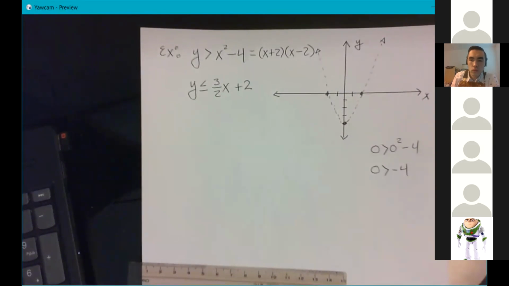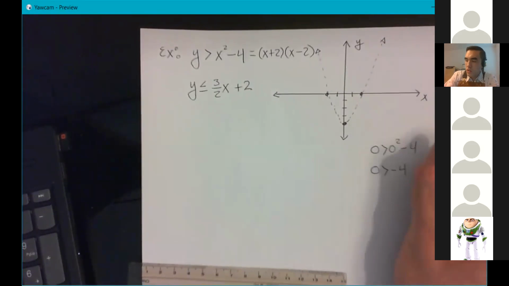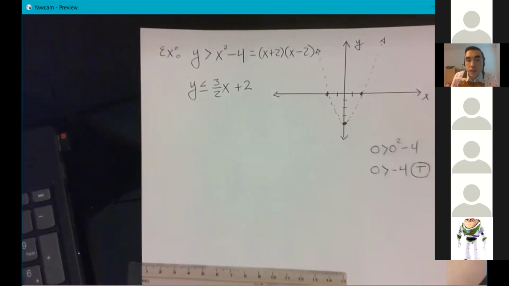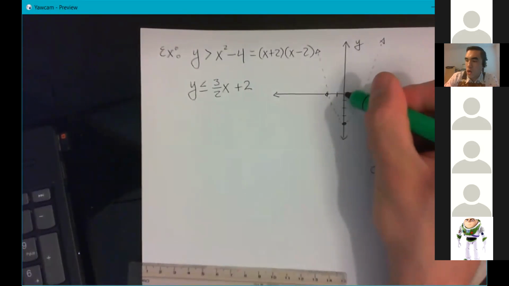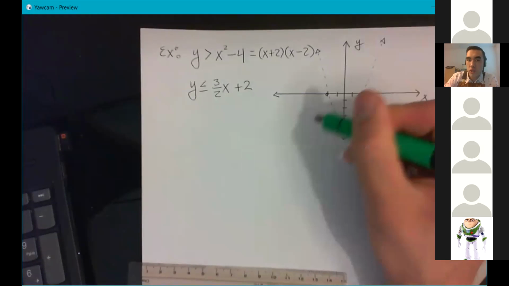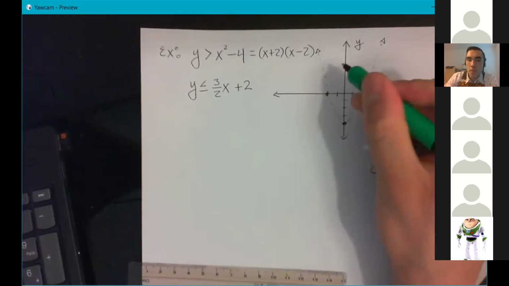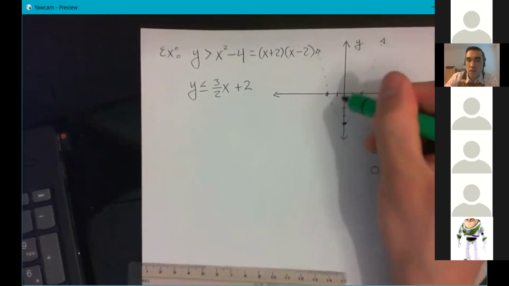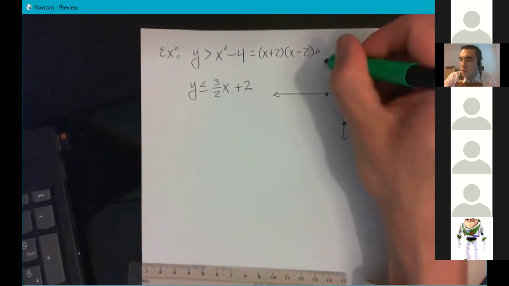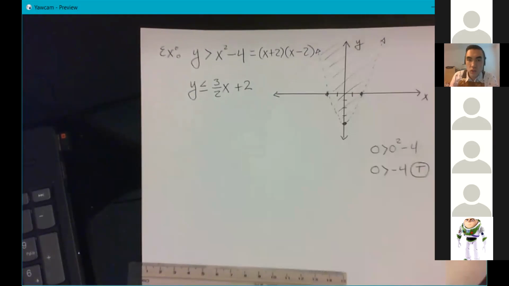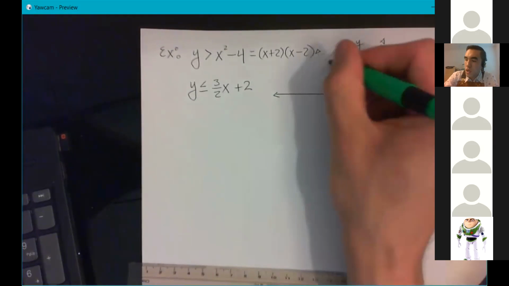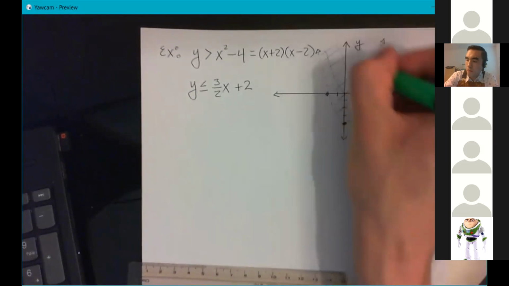It's true. This is true, which means that we are going to shade in the region with 0, 0. So with respect to our parabola, 0, 0 is right here. And so instead of shading down below the parabola, I'm going to shade upwards in the area that contains 0, 0. So the inside of our parabola is going to be our shaded region. Is that okay for the parabola?